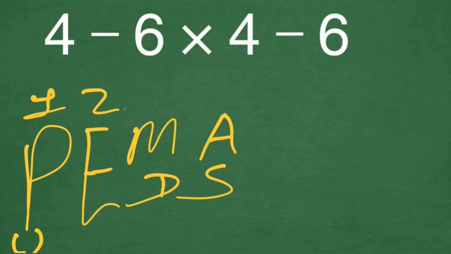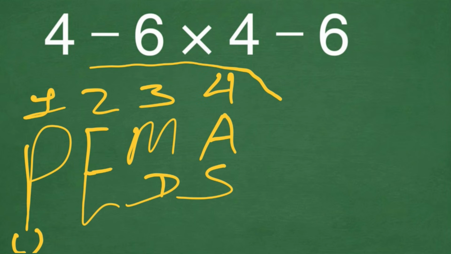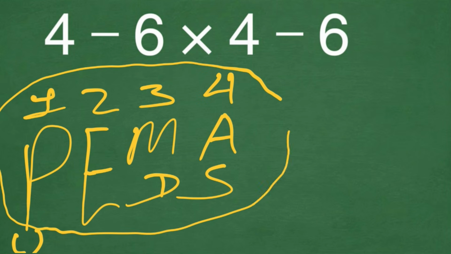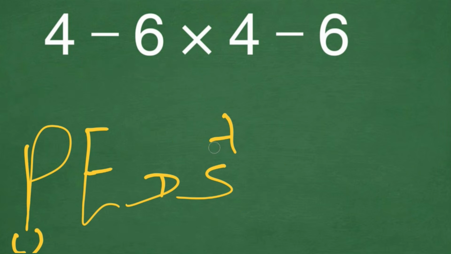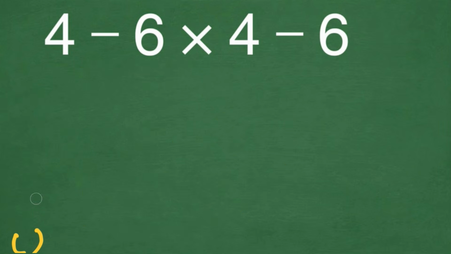Exponent is priority number 2, and the third thing to solve is multiplication or division. It is priority number 3, and finally we have to solve addition or subtraction, and it is priority number 4. So we have to follow this order in order to solve a mathematical expression like this correctly, consistently every single time, right? So let's go back into our problem and see if we can solve this.